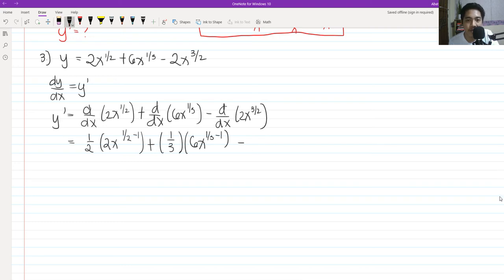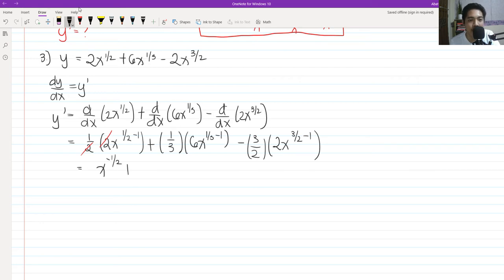The 3 halves, because that is our n. So we have 3 halves multiplied by 2x raised to 3 halves minus 1. So by simplifying this, we can already get the derivative. So 2 multiplied by 1 half would be simply equal to 1. So this would be x raised to 1 half minus 1. 1 half minus 1 would be negative 1 half.